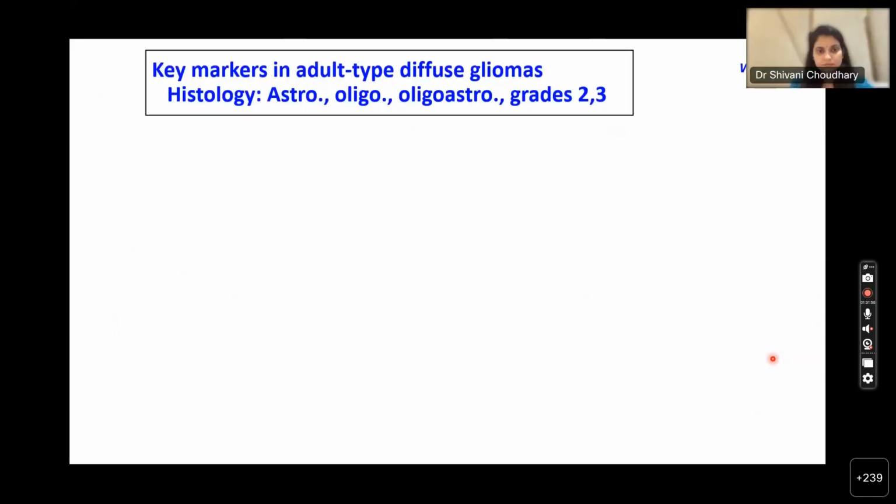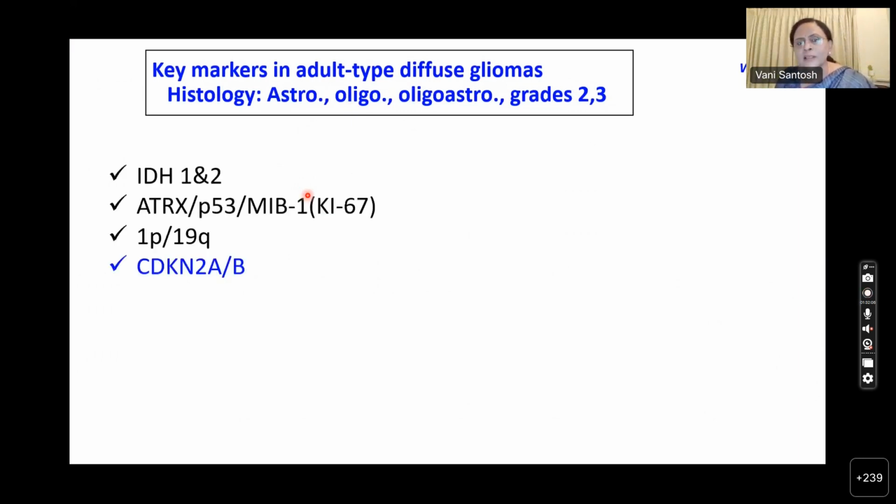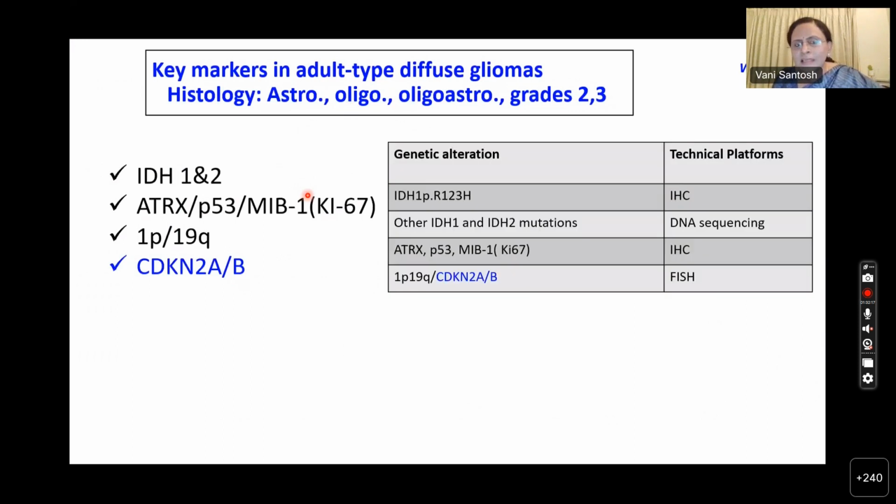Otherwise, okay, these are some key markers. Let me show you some key markers that we use for adult type diffuse gliomas when the histology is either astro, oligo, oligoastro, grades 2 and 3. These are the markers, important surrogate markers: IDH 1 and 2, ATRX, P53, Ki67, 1p19q, and what is included is CDKN2AB. And here you can see that these are the technical platforms.